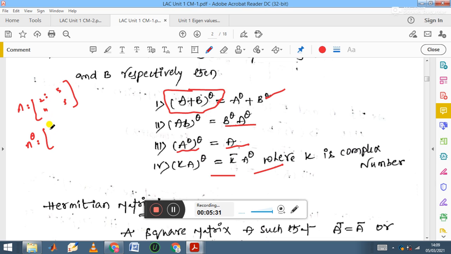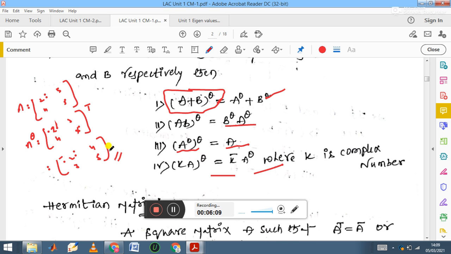First let us apply the conjugate definition. Here the complex element is 2i only, so its conjugate is minus 2i, and 3, 4, 5 stay as they are. Now its transpose gives minus 2i, 4, 3, 5. This is your A power theta.